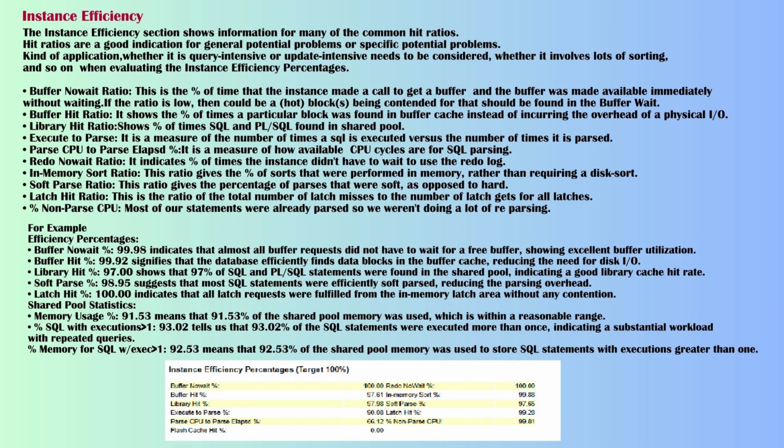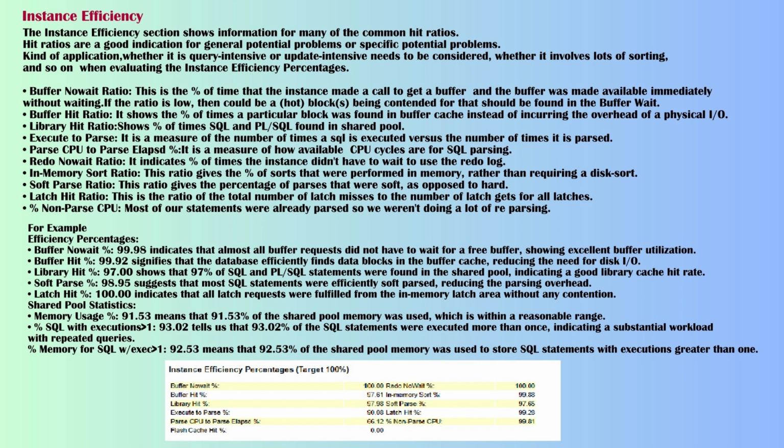The instance efficiency section shows information for many of the common hit ratios. Hit ratios are a great alert mechanism for general potential problems or specific potential problems, such as bad SQL, that has been introduced recently into the system. You need to keep in mind the characteristics of your application, whether it is query intensive or update intensive, whether it involves lots of sorting, and so on when evaluating the instance efficiency percentages. Buffer nowait ratio.